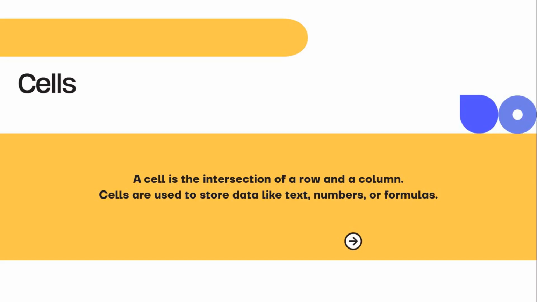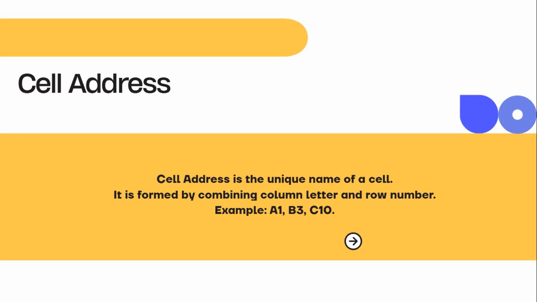Come to the cells. Cells are nothing but where we store any text, number or formula; we can insert the data in a particular row and column, and that we call a cell. And cell address is a unique name of the particular cell, which is the combination of the column and row.